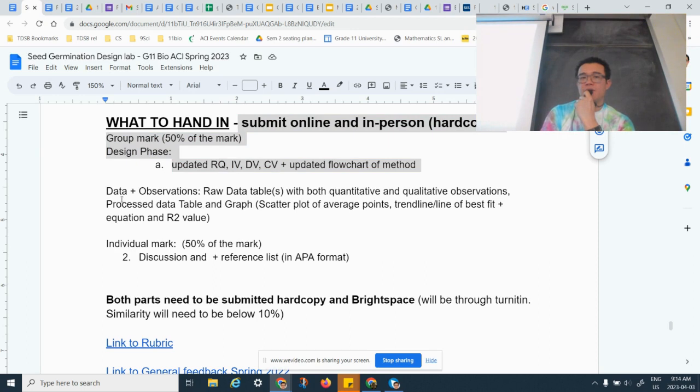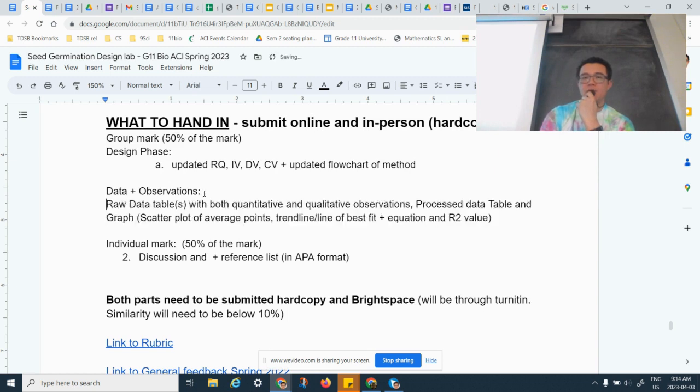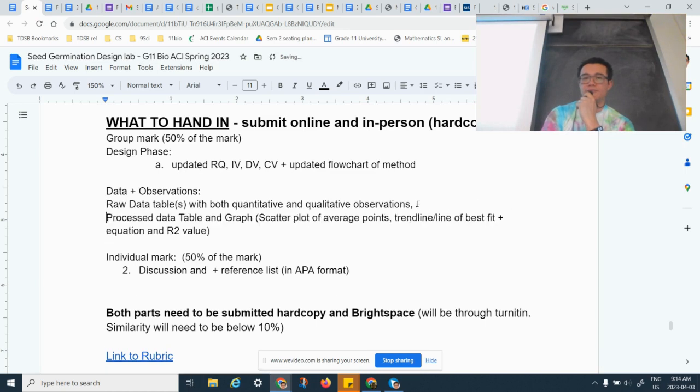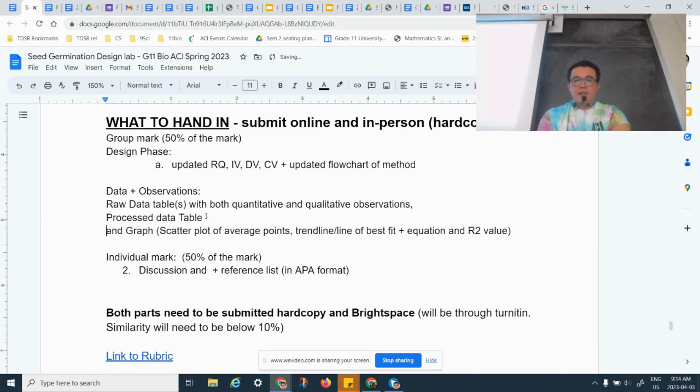Data and observations. A couple of things. I will need you to have raw data tables. I'm going to separate them into different things. In your raw data table, you will need to have each day, just like what I drew on the board over there, each day's values, as well as any written qualitative observation.